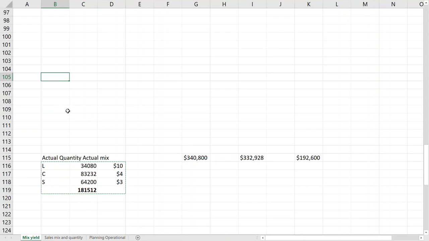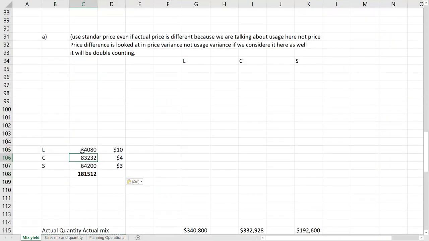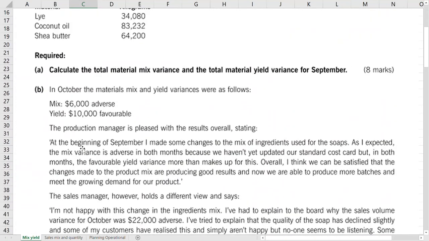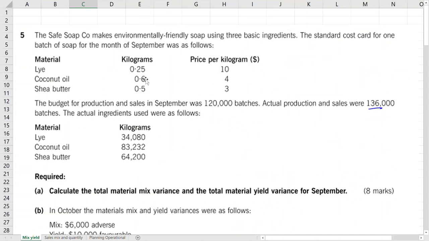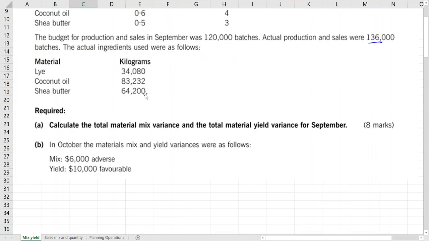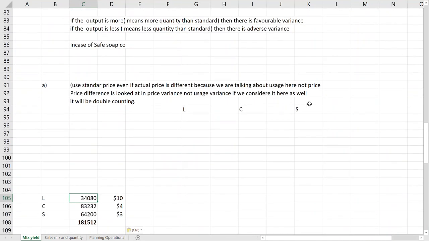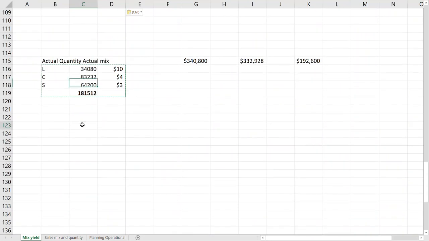Just going to copy it, paste. What I'm going to do is look at standard mix. If you look at standard mix, we have 0.25 kgs, 0.60 kgs, 0.50. How much does it become total? Let me write here somewhere, maybe in the bottom. Standard mix: 0.25 plus 0.60 plus 0.50. So we have a standard 1.35 kilograms per unit.